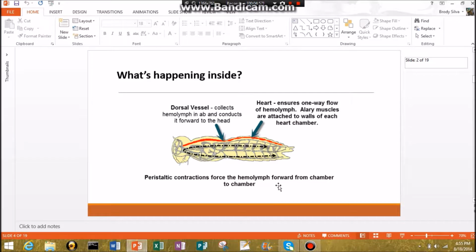Contractions flow from chamber to chamber. So basically, all of these are like peristalsis, except in your main blood vessel.